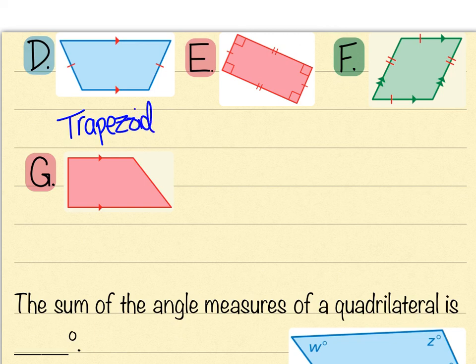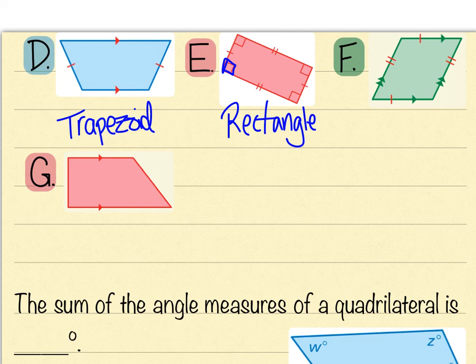For example E, we have 2 sets of parallel sides, and they all have right angles. That makes this a rectangle. Obviously not a square, because the side lengths are different sizes. The opposite sides are the same, but not all 4 sides are the same.